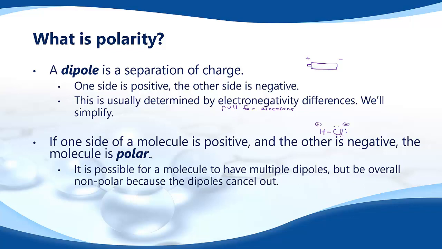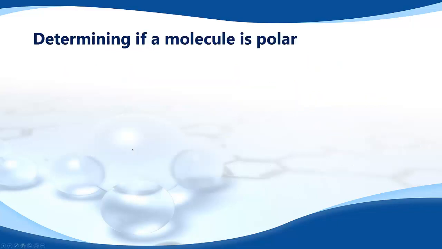And the key reason why this happens is because we're talking about sides. So one side positive, one side negative. If the center is positive and all the things outside of it are negative, that doesn't count. So left and right, top or bottom, not in and out. Right, so here are the rules to determine if something is polar.